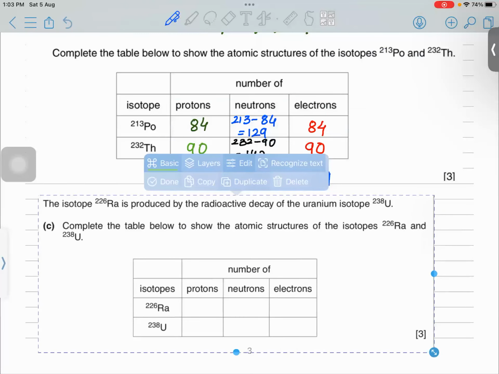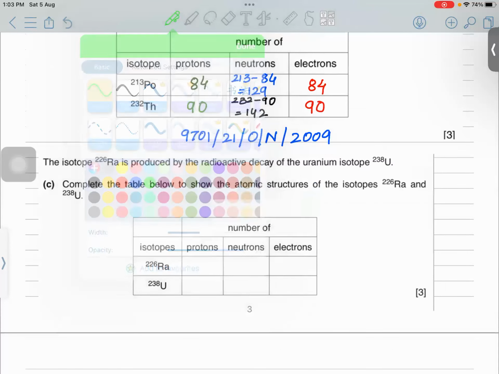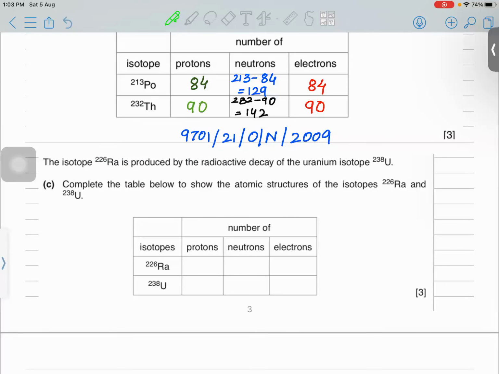I need only the answer. Anyone? Ra is radium and U is uranium. First tell me the number of protons for both radium and uranium. First I need the number of protons for both. Anyone? Isa, Hamza, anyone?